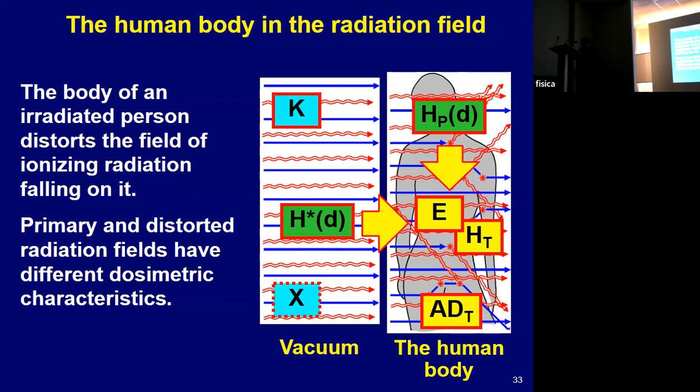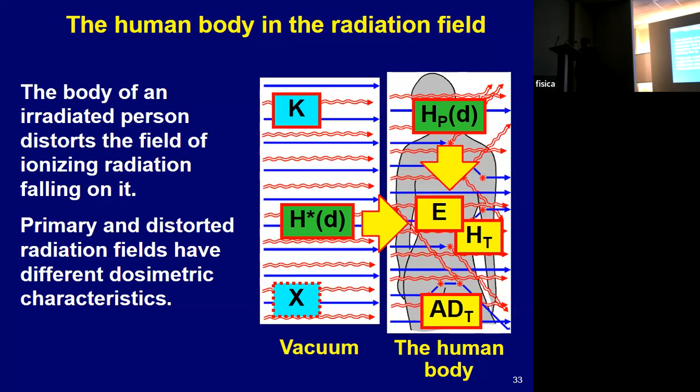So we apply point dosimetric quantities, for example the dose and its kerma, air kerma, to characterize the undisturbed radiation field, and we also use operational dosimetric quantities like ambient dose equivalent and individual dose equivalent. They characterize the distorted radiation field affecting the human body.